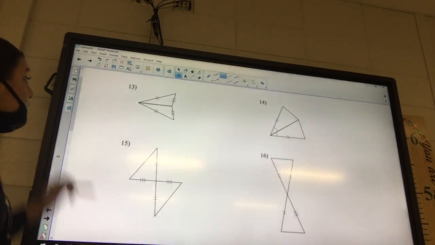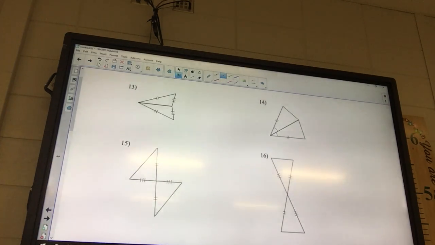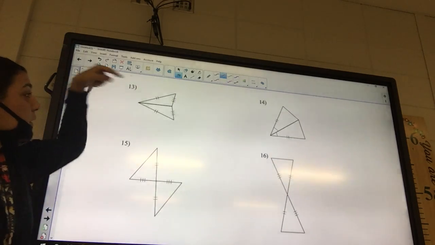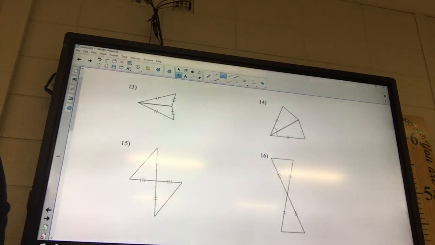Okay, look at 13. What do we know? What's given? Sides. How many? Here's 2. Two sides are given to us. Okay, so we know that this side is congruent to this side, and this side is congruent to this side. What else? So what's probably our answer? I'm gonna guess that it's a side, side, side.